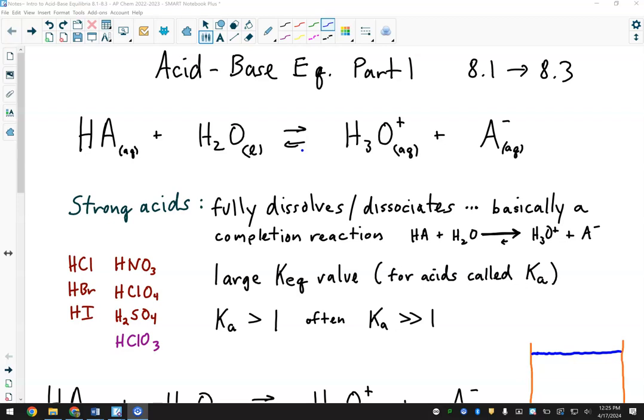But 8.3 has to do with strong acids versus weak acids, strong bases versus weak bases, and knowing or realizing how a weak acid or base will set up an equilibrium, where that does not happen with a strong acid or base.